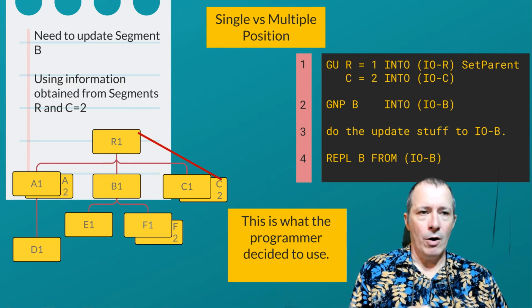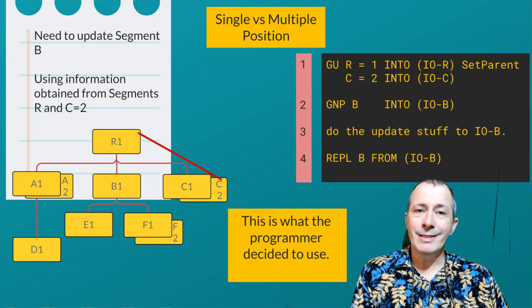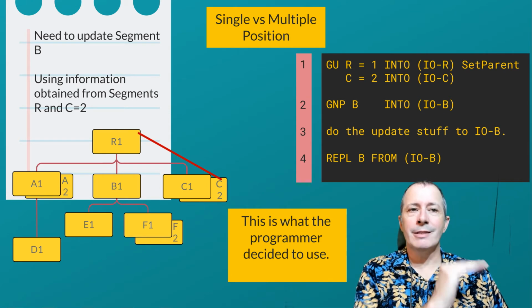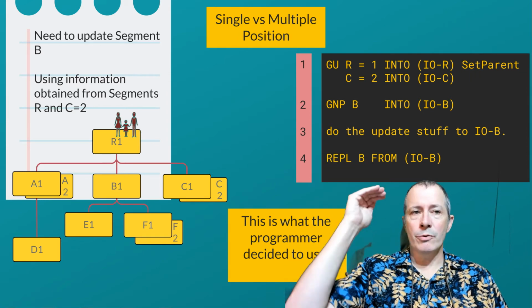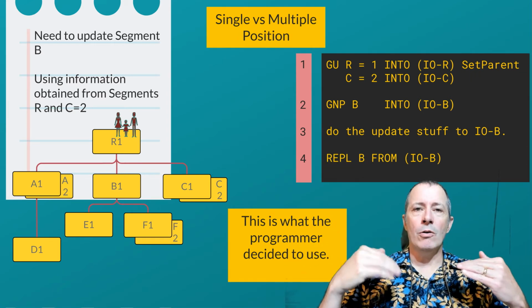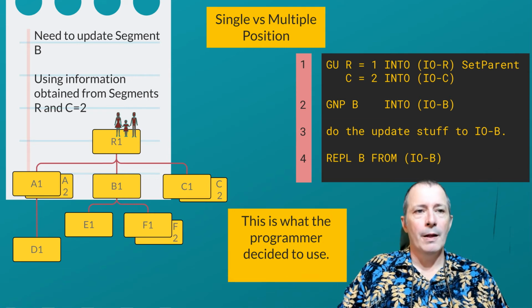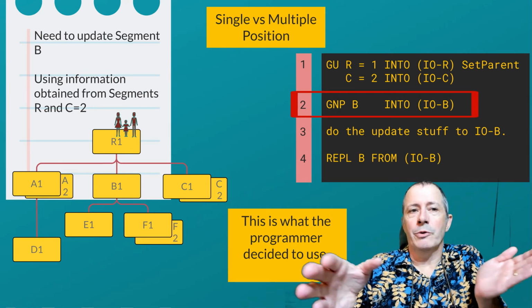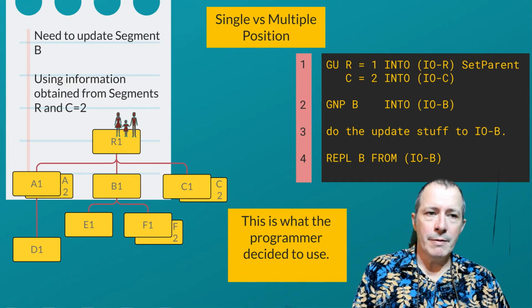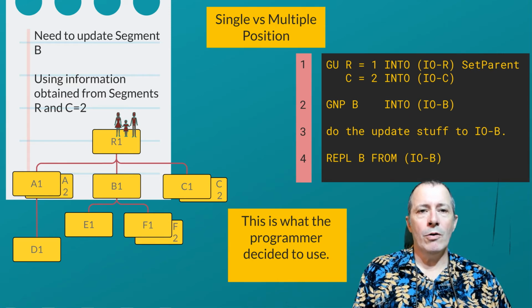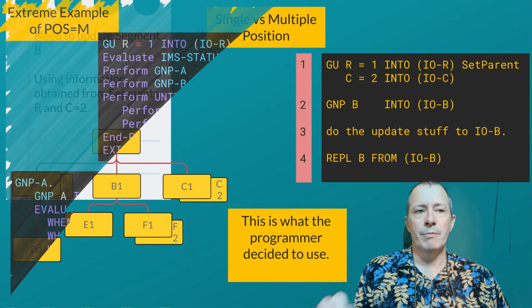Get unique path call, reading segment R and C at the same time, setting the parent on the root. The parent must be set on the root so that the second call can be a GNP. The second call is a get next within parent for segment B. Update the data in segment B. The third and final call is to replace segment B.